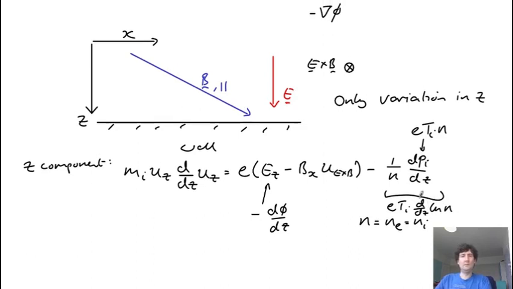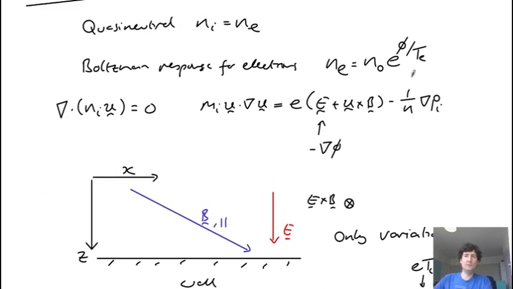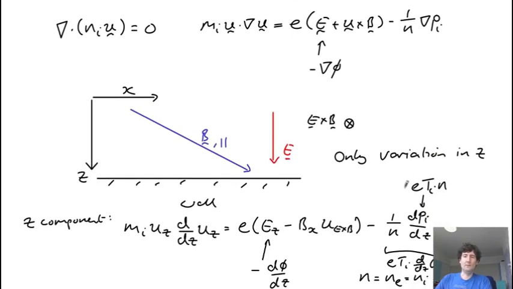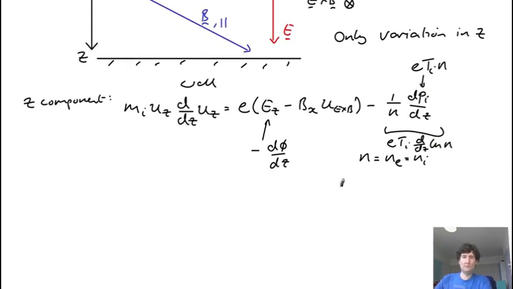And then we substitute in, for log n, the Boltzmann relation. So take the log of this, and we have that log n is the log of n naught plus phi over T_e. And so that substitutes into there, and then that of course is a constant n naught, and so that just turns into a derivative of phi over T.